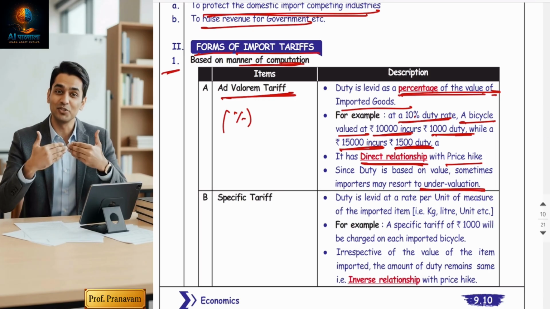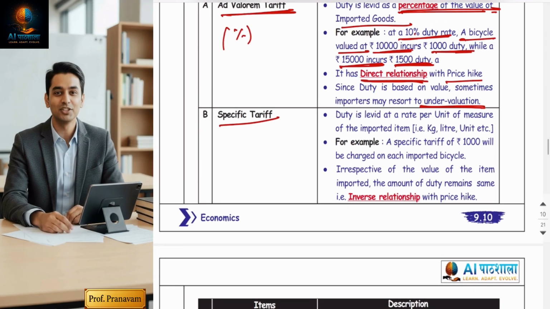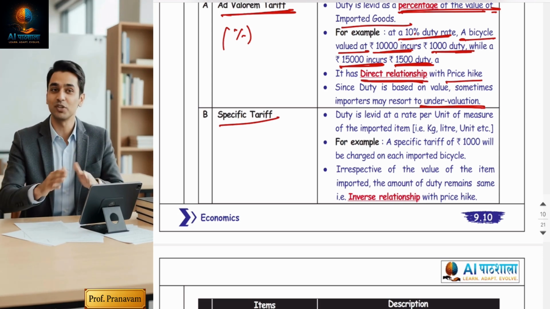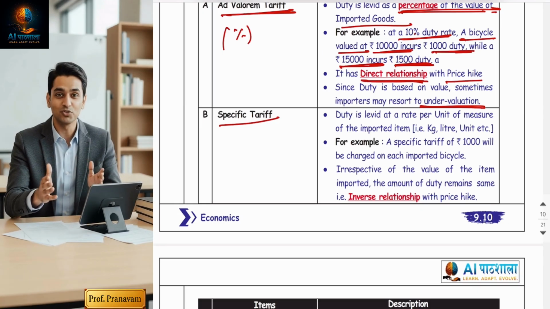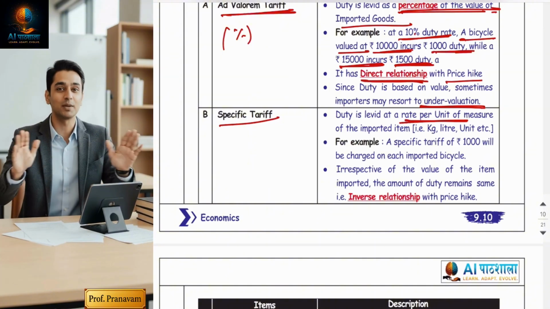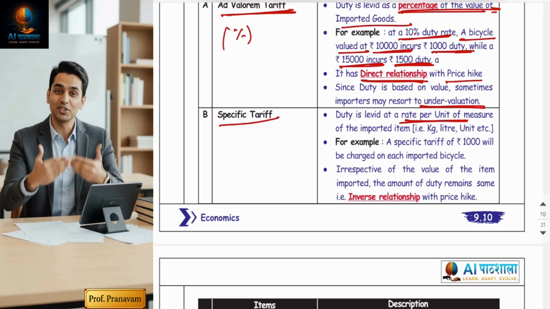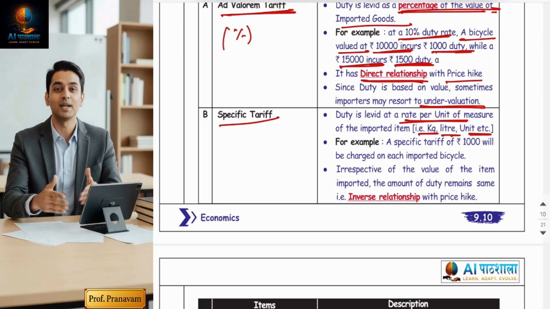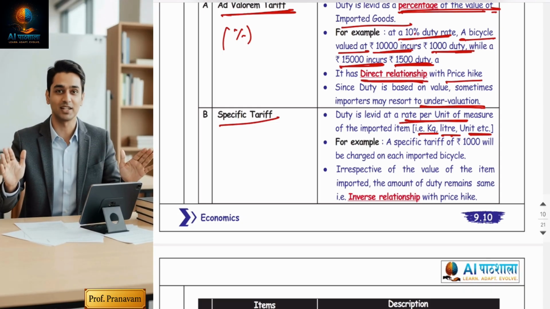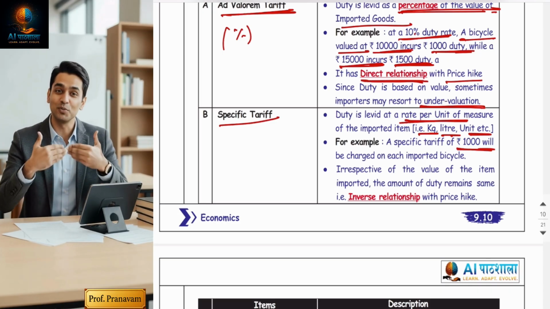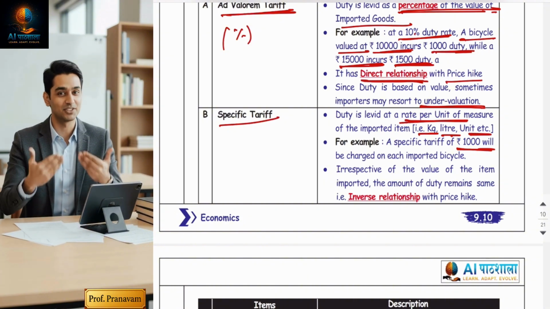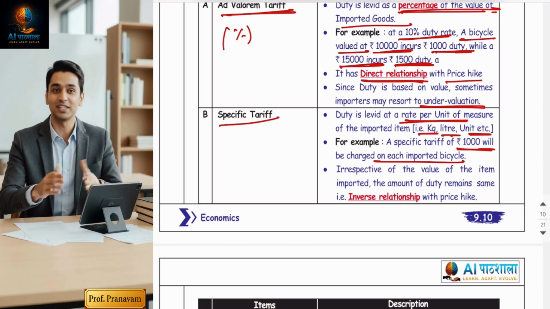Fine. Then next comes the specific tariff. Now let us see a completely different method, that is specific tariff. A specific tariff is levied on a per unit basis of measurement. It is not a percentage basis, it is a quantity basis, based on per kg, per liter, or per unit. Here the value of the good doesn't matter. How does it work? Suppose the specific tariff is rupees 1,000 per bicycle. Whether the bicycle costs 10,000 or 15,000, the duty will remain 1,000 per unit only.